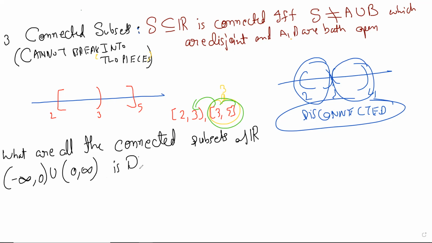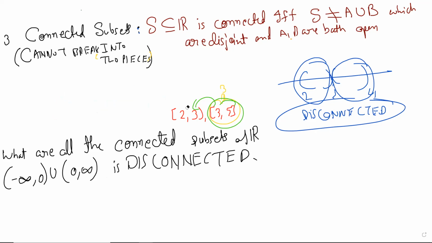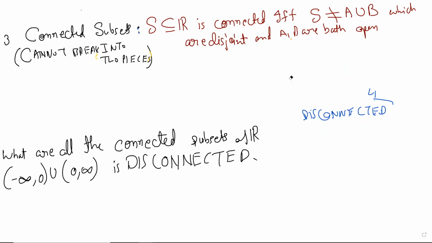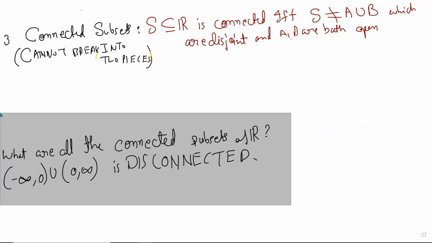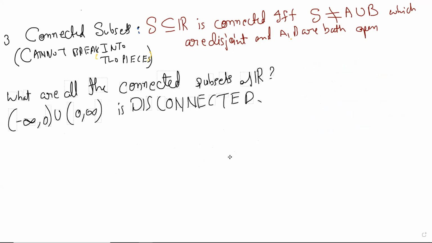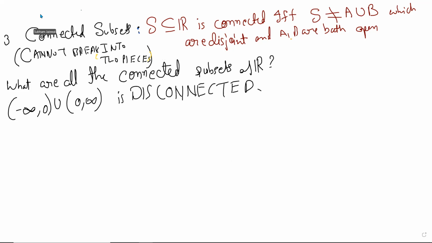We are interested in what are all the connected components. I mean, what are all the connected subsets of R? Obviously, it seems like intervals are connected. But again, we have to prove it.